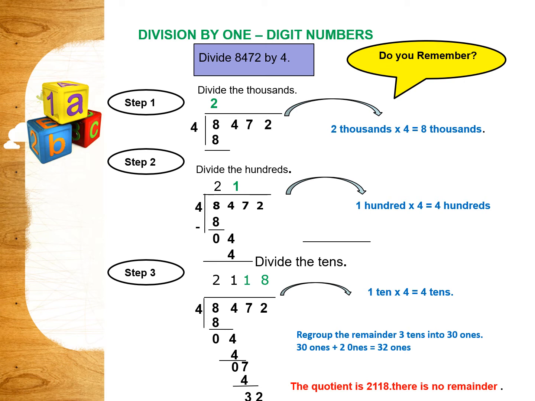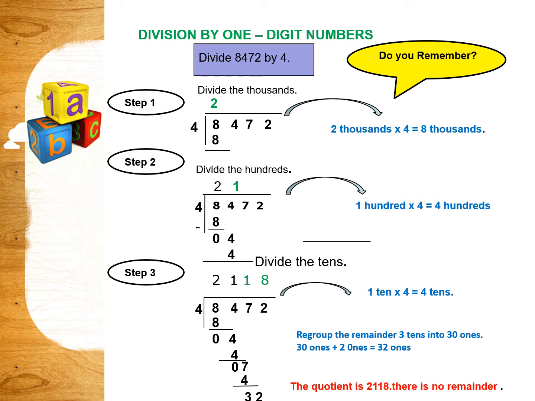Children, let's see the next lesson. Division by one digit numbers. Now we are dividing 8472 divided by 4. First we divide the thousands. Then 8 thousands into 4 equal parts. So 8000 divided by 4 is 2000.